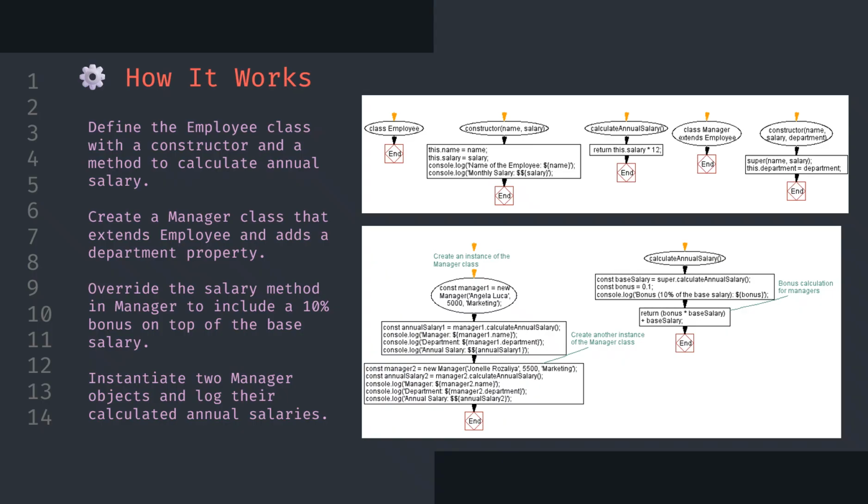Here's what's happening step by step. We define two classes. Employee handles the basics. Manager builds on top of that by overriding the annual salary logic. We compute the bonus only for managers, so method overriding makes perfect sense here. Finally, we use this setup to calculate and display each manager's full salary, including bonuses.